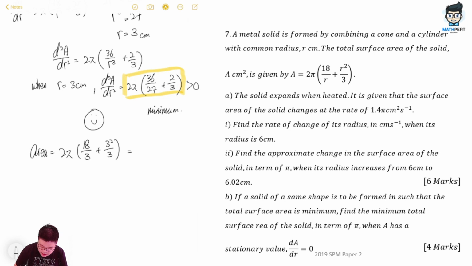18 divided by 3, I get 6. Then 2 pi, 6 plus 1. The answer is 14 cm square. So 14 pi cm square. So this will be our minimum total surface area.